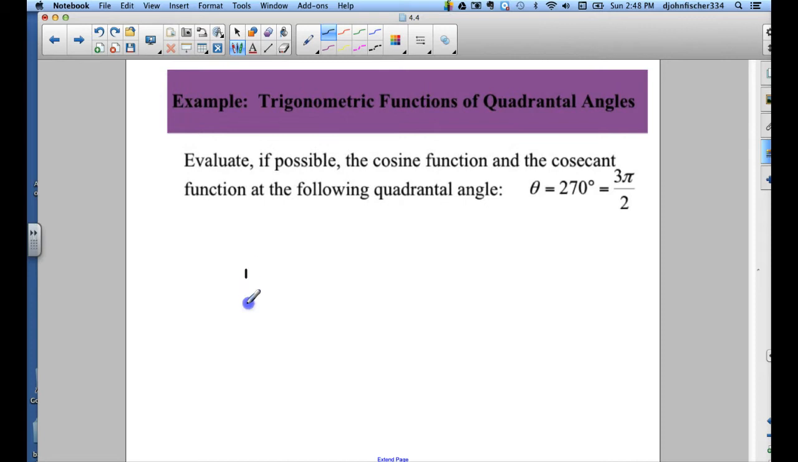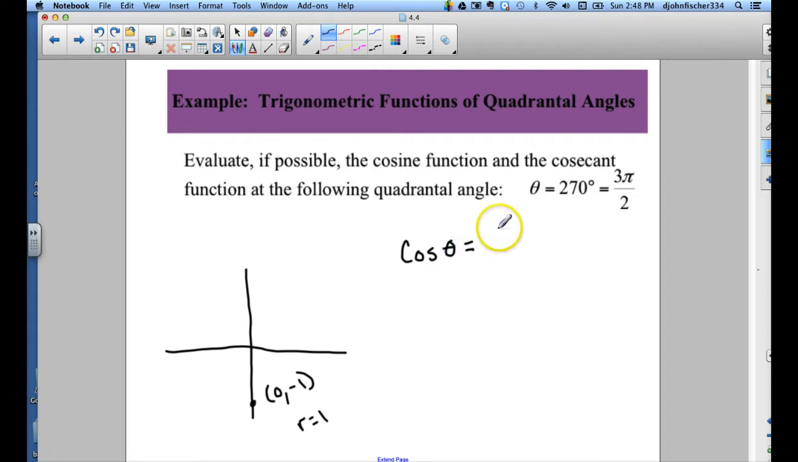And now the last one, 270. If I pick that point, I'm going to have (0, -1). r is going to be 1 again. Cosine of theta here is going to be x over r, 0 over 1, which is 0. And cosecant of theta is equal to r over y, which is 1 over negative 1, which is negative 1.